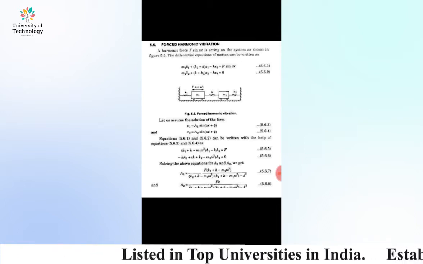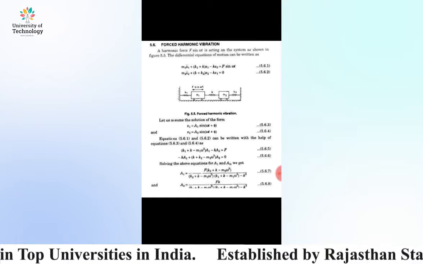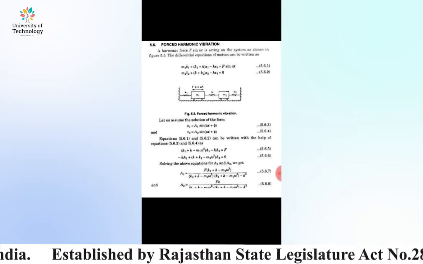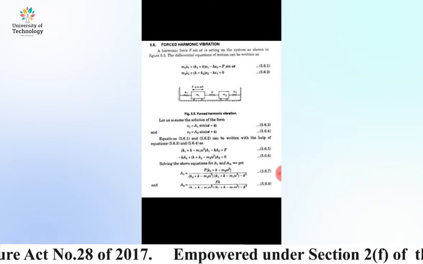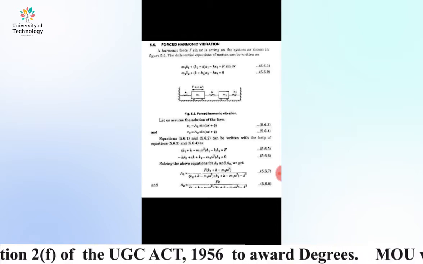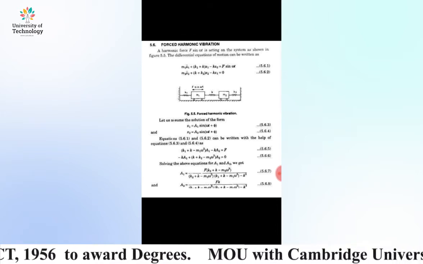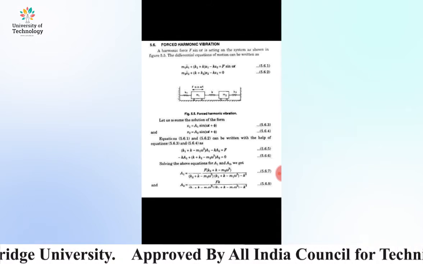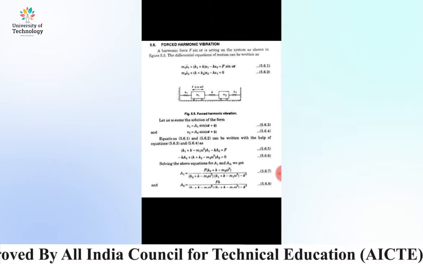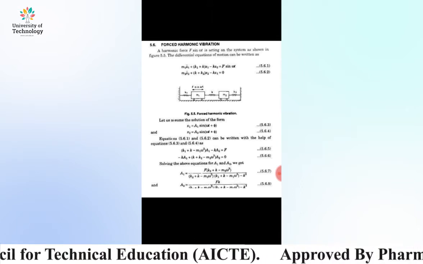The equation of motion can be written as m1 x1 double dot plus (K1 plus k) x1 minus k x2 is equal to F sin omega t, and the next equation for the second: m2 x2 double dot plus (k plus k2) x2 minus k x1 is equal to 0. We have to find the solution of this equation.